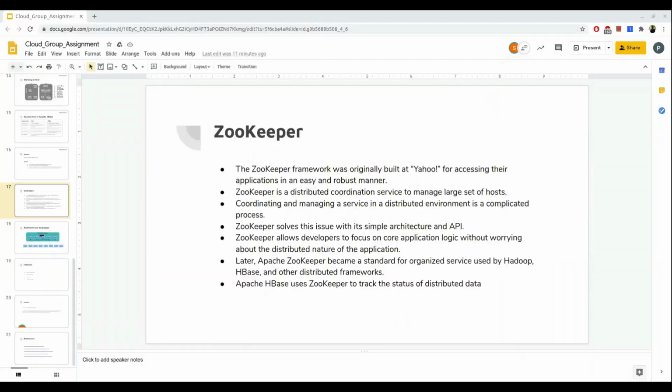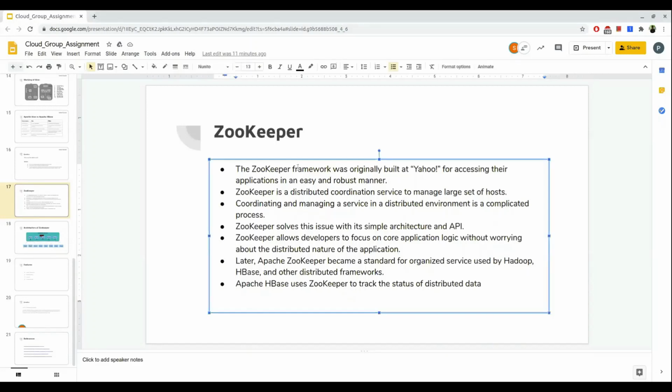So my name is Freyank and I'll give an introduction to Zookeeper. Zookeeper is a service for distributed systems which offers a hierarchical key value store. It is used to provide distributed configuration services, synchronization service, and a naming registry for large distributed systems.